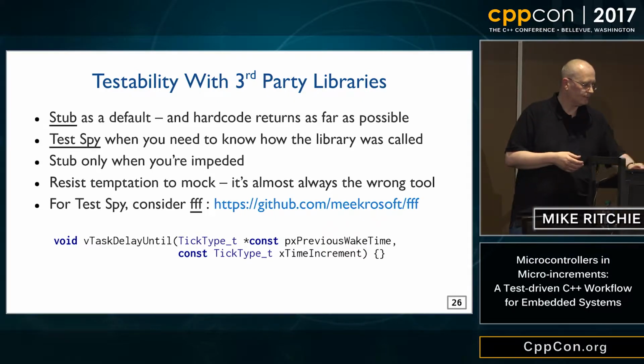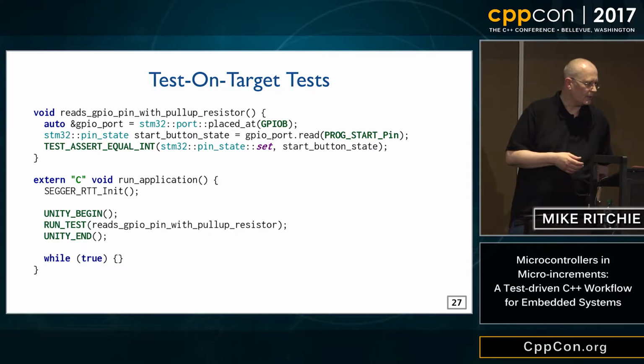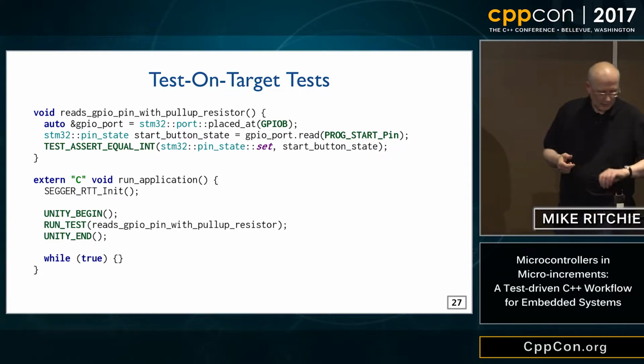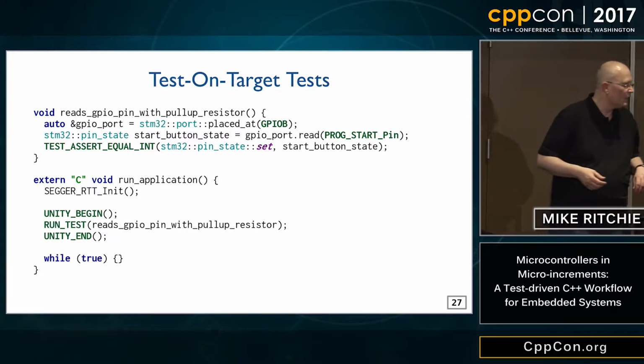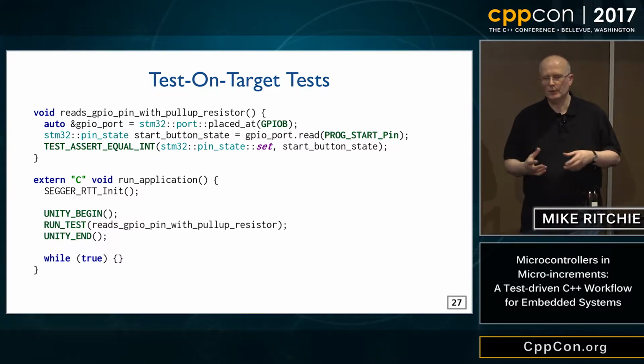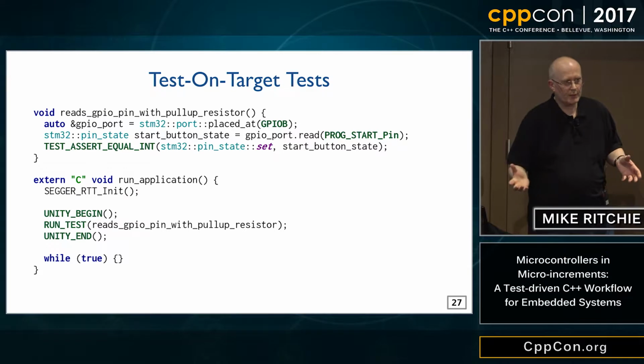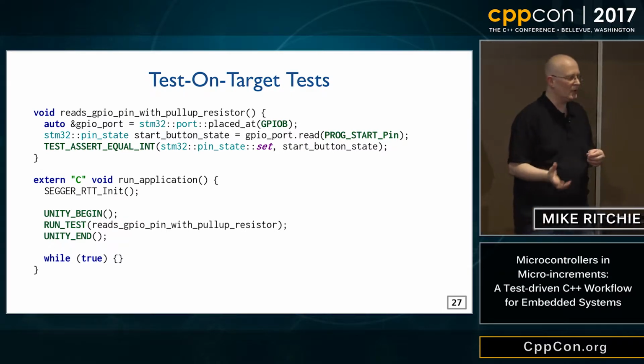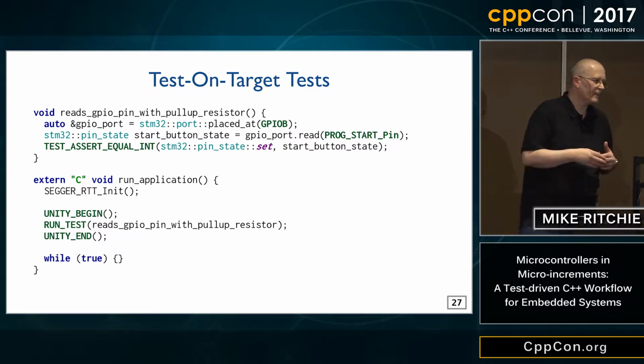Okay, so stub when you need to. A couple of words about testing on the target. There are a lot of reasons to do this. You definitely want to know that your code compiles, obviously. You're going to be compiling every single time you have a commit for the target.